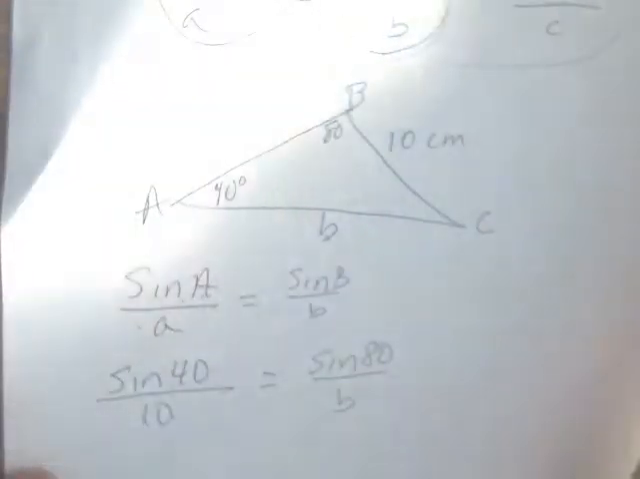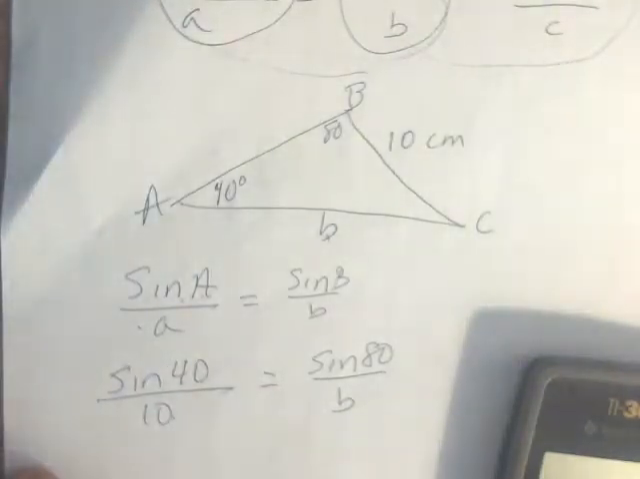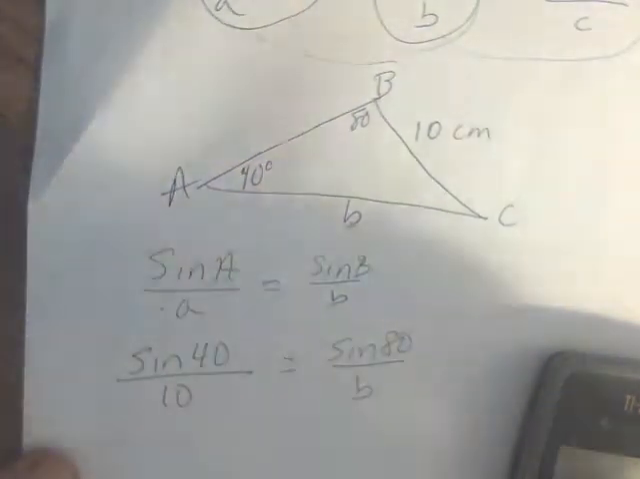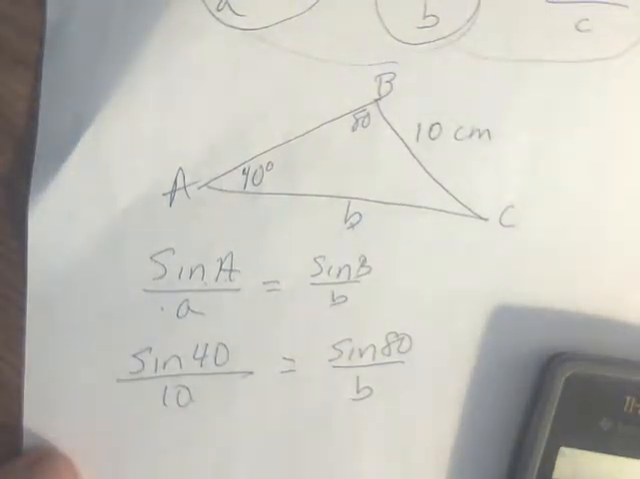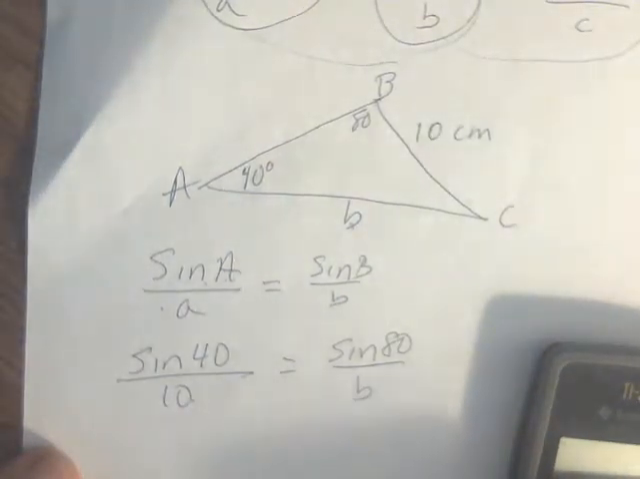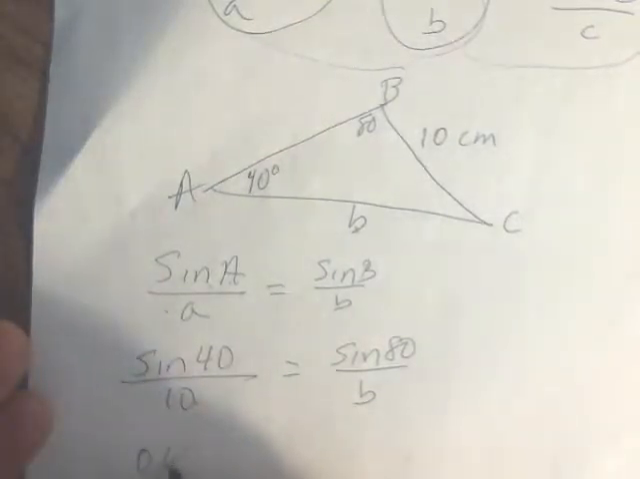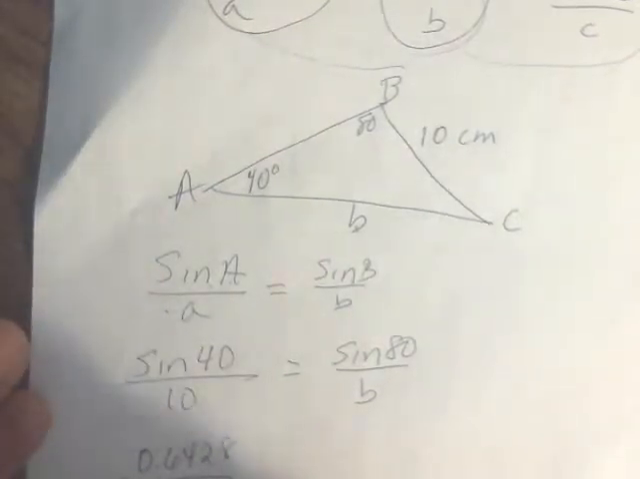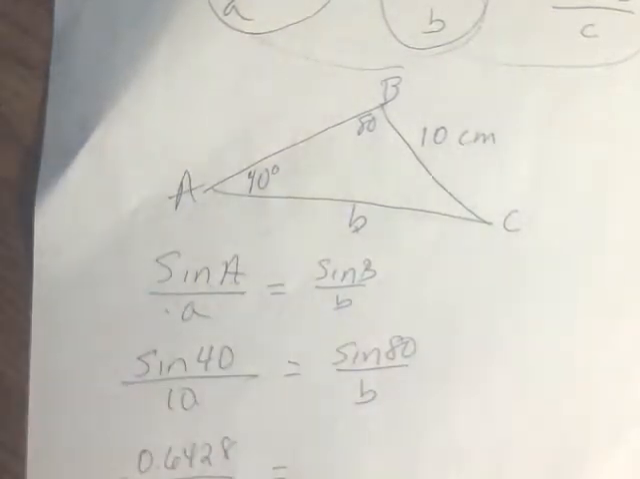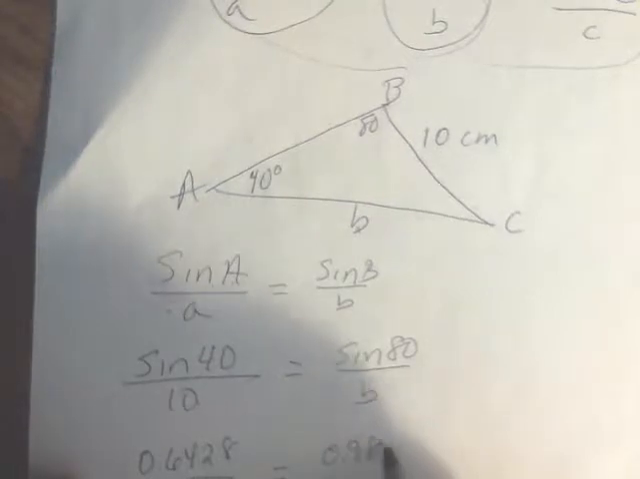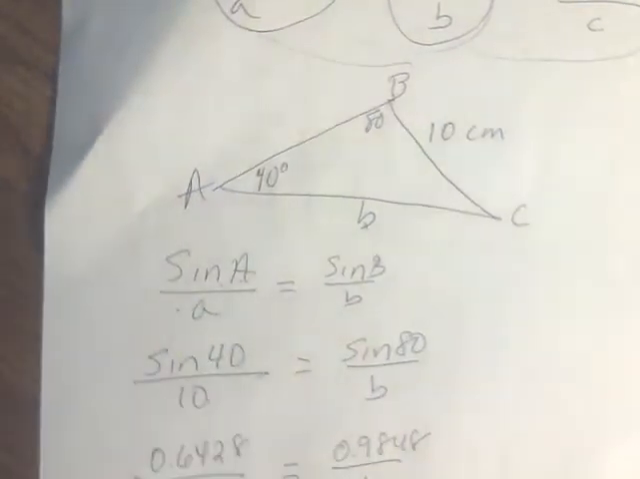To make this easier on yourself, and here's another area where I saw people messing up, and you shouldn't be, because this is just punching it into your calculator: it's possible that your calculator is set in radian mode and not degree mode. So sine 40 should be 0.6428 rounded, over 10, equals sine 80, which is 0.9848, over B.